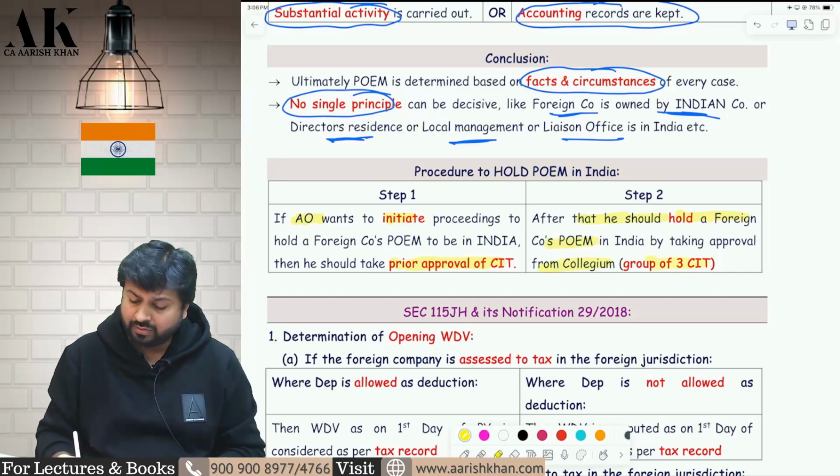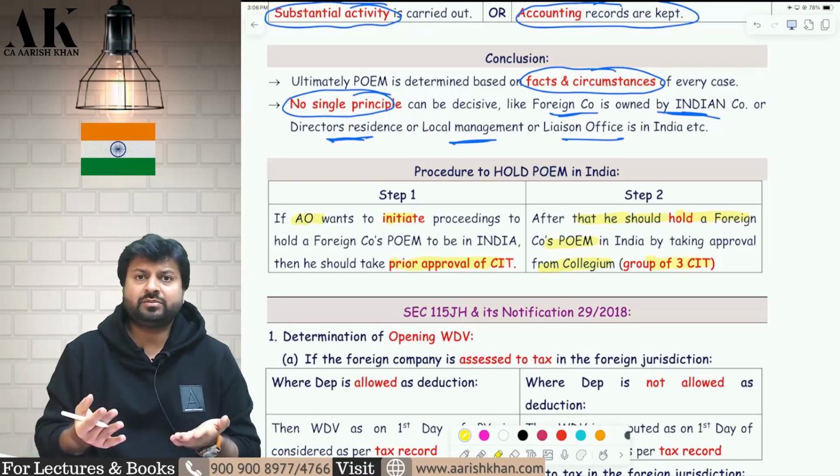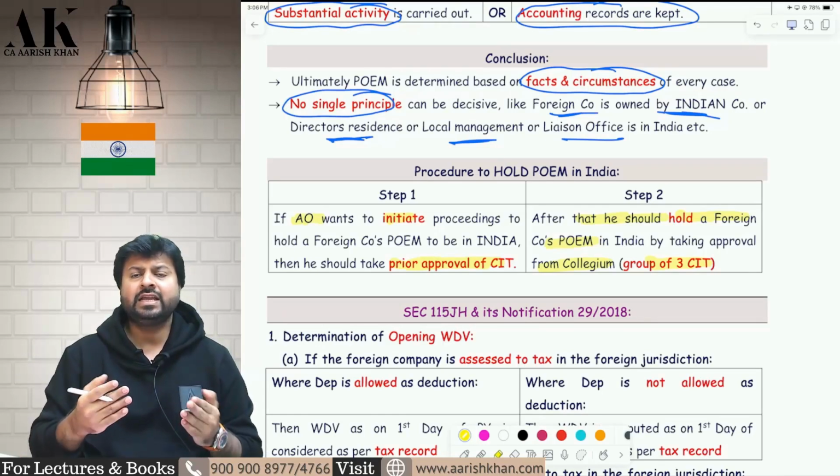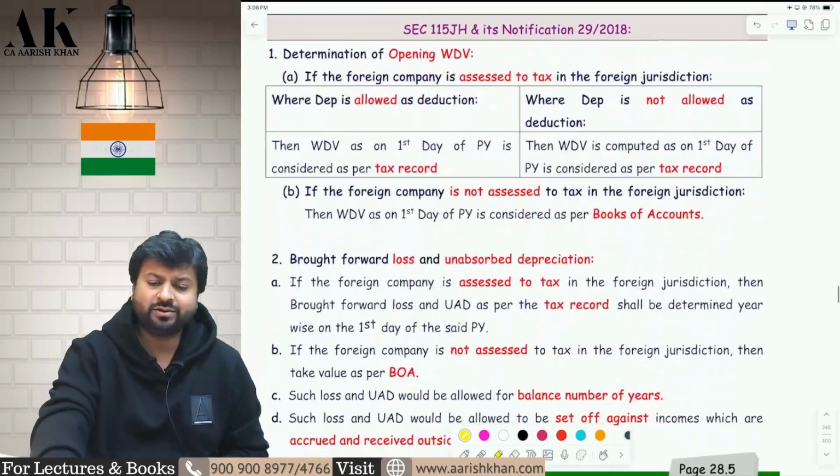A collegium will be formed of a group of 3 CIT, which will be nominated by the chief CIT. So first he will initiate the proceeding by taking an approval from the CIT, and then he will complete the proceeding by taking an approval from a collegium. I hope it is clear to all of you till here.